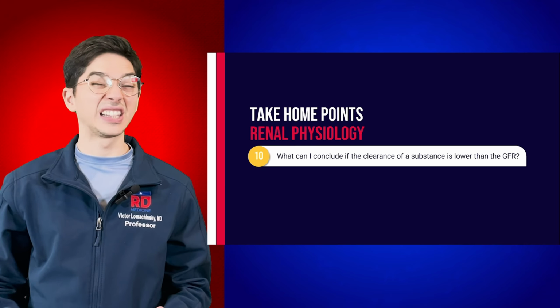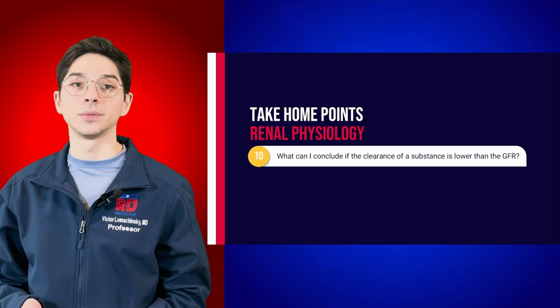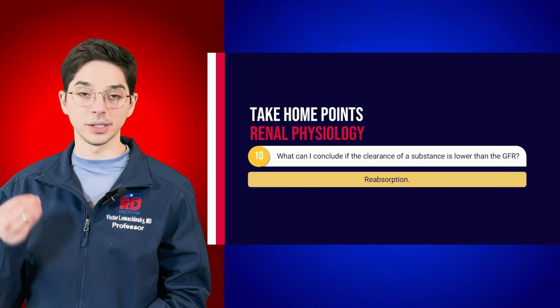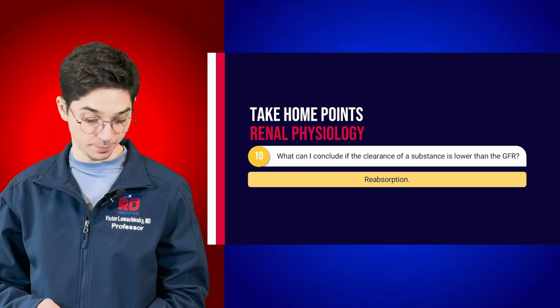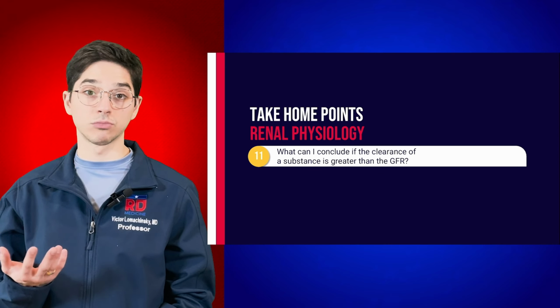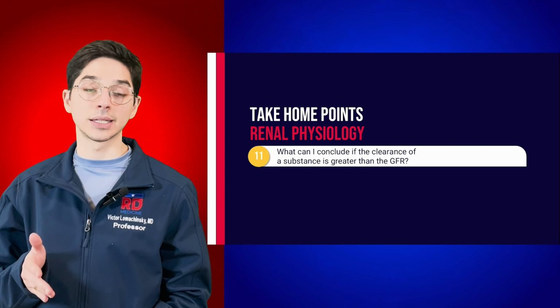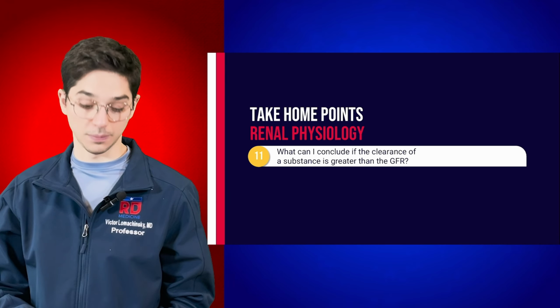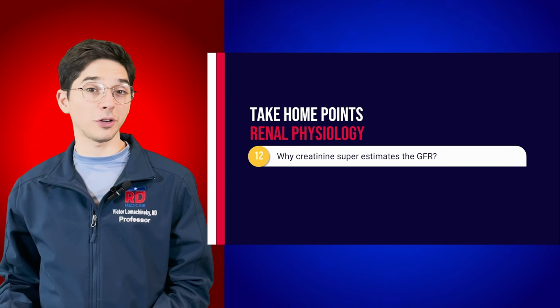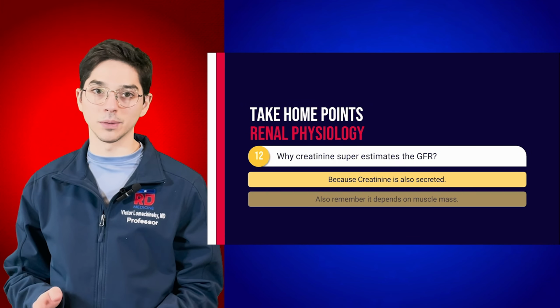What can we conclude if the clearance of any given substance is lower than that patient's GFR? We know that that substance is being effectively resorbed. What about if the clearance of that given substance is greater than that patient's GFR? Then we know that that substance is being actively secreted. Why does creatinine overestimate the GFR? Because it's also secreted. And also, remember, it depends on muscle mass.